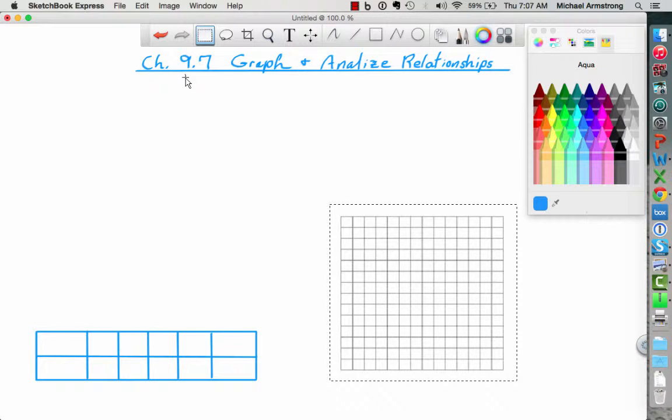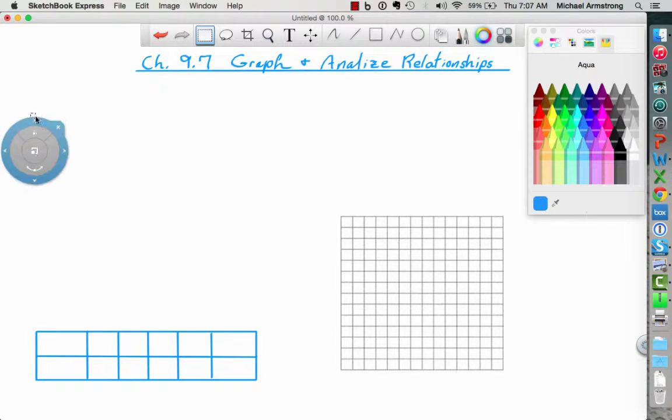Okay, this is chapter 9.7, and we're going to graph and analyze relationships. If we look at the problem, Sarah is making hot cocoa for a party. We like hot cocoa. For each mug of cocoa, she uses 3 tablespoons of cocoa. Let's try this.